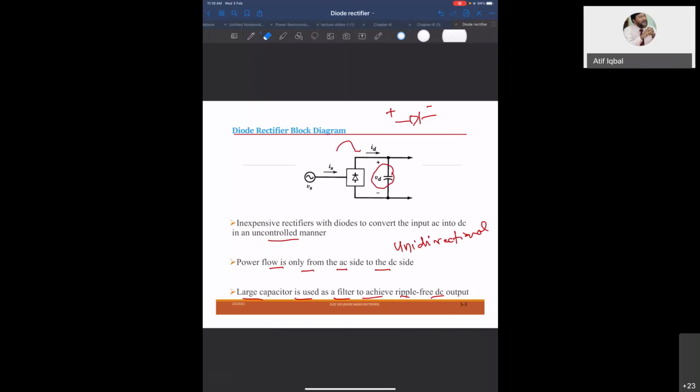So here you have AC, and then after rectification you will have DC like this, but this has a large ripple. This is your ripple. To remove the ripple and make it constant DC, we use a capacitor. So a capacitor is always used as a voltage filter.